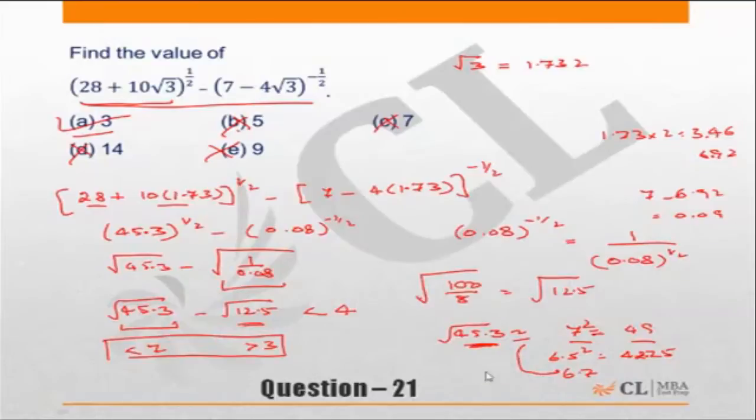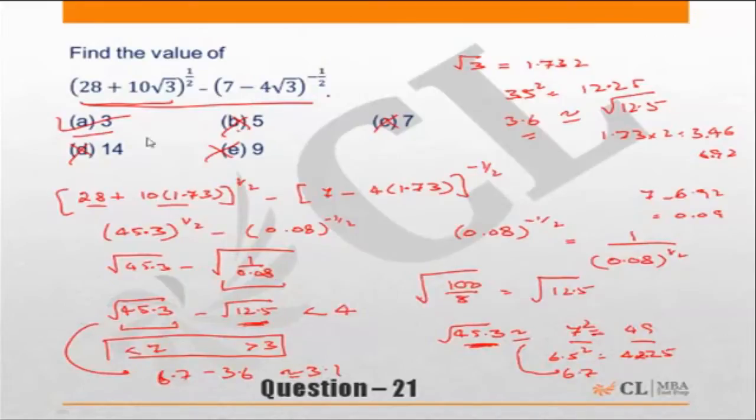Similarly, under root 12.5 is what we need to find. 35 square is equal to 1225, so 3.5 square should be 12.25. So under root of 12.5 should be approximately equal to 3.6. So you could even say this is about 6.7 minus 3.6. So my answer should be approximately 3.1. Choice A hence is the correct answer.